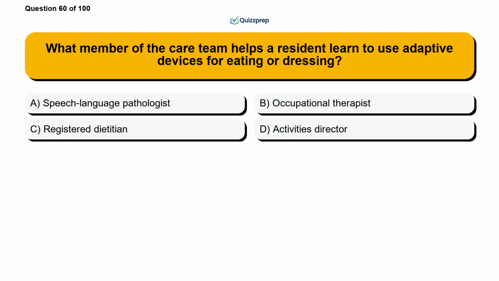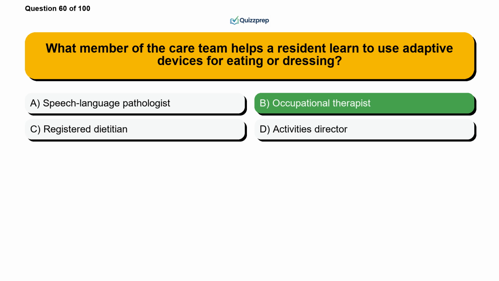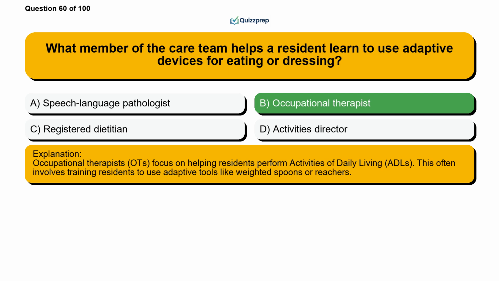Question 60. What member of the care team helps a resident learn to use adaptive devices for eating or dressing? Option A, speech-language pathologist. Option B, occupational therapist. Option C, registered dietitian. Option D, activities director. The correct answer is option B, occupational therapist. Occupational therapists, OTs, focus on helping residents perform activities of daily living, ADLs. This often involves training residents to use adaptive tools like weighted spoons or reachers.